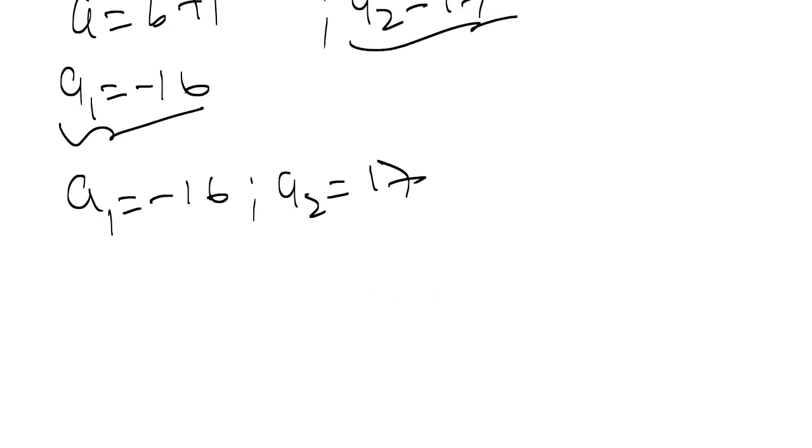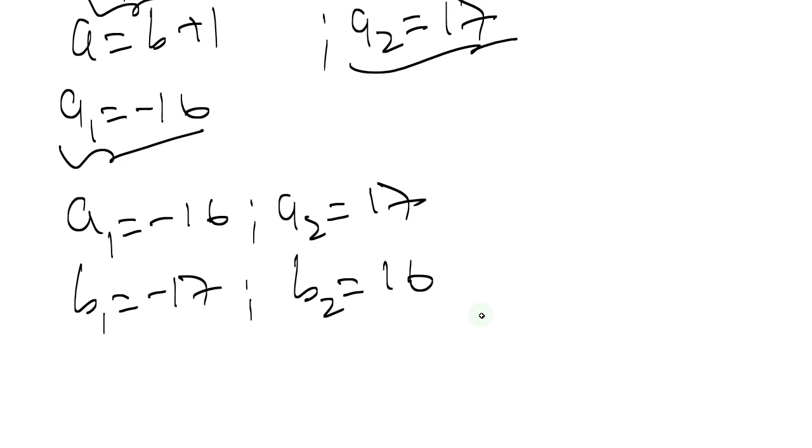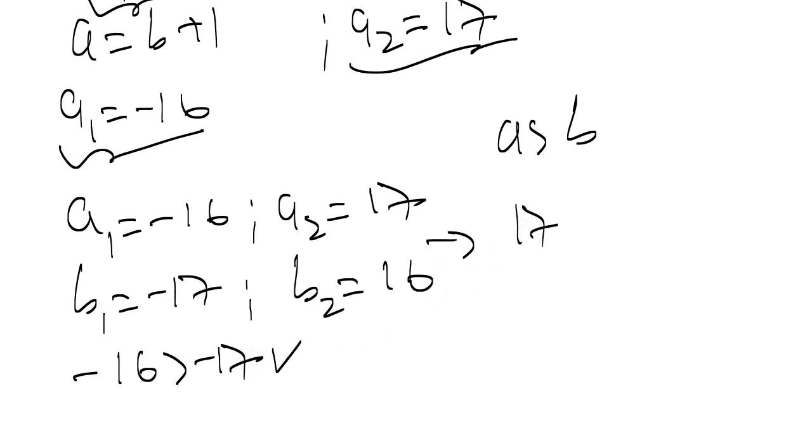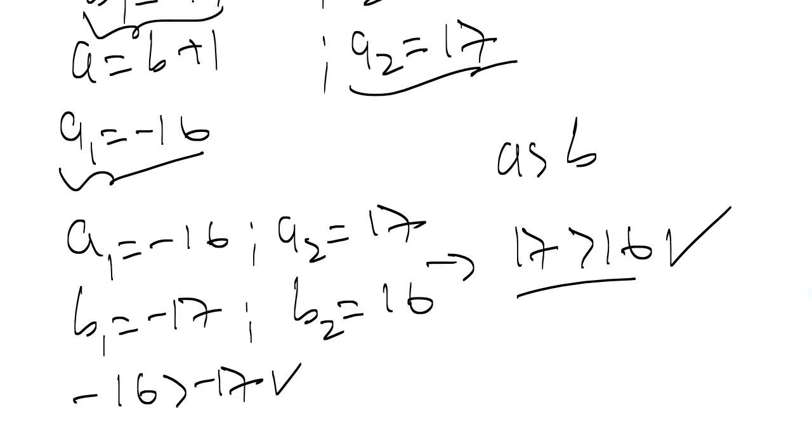And then we have that b1 equals negative 17, and b2, just organizing these terms, b2 equals 16. Okay, cool. What did we say, guys? We said that A has to be greater than B. In the first case, A1, B1, we get that minus 16 is greater than minus 17. That's okay. And in the second case, obviously, 17 is greater than 16. Cool. Perfect.